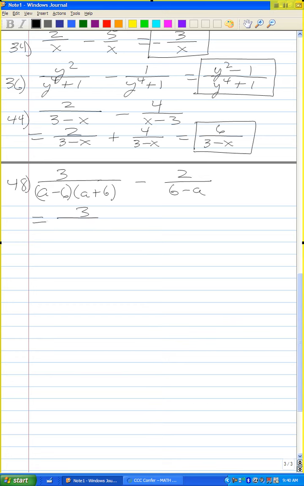So I notice here in this second term, I have 2 over 6 minus a. Let me change the 6 minus a and rewrite it as a minus 6. When I do that, this minus sign makes that subtraction an addition. And so I see that the least common denominator is a minus 6, a plus 6. So let me do that.